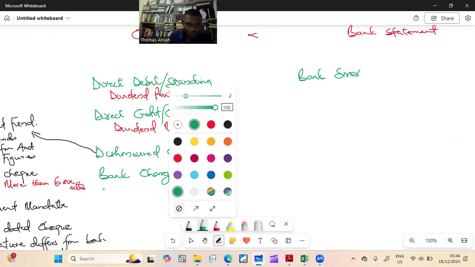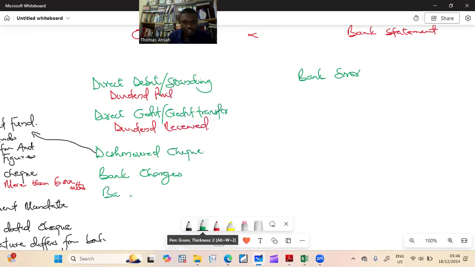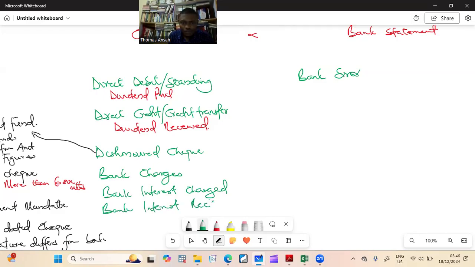In the same vein, bank interest: they can also charge you interest. Bank interest charge, sometimes they charge you on internet use. Or you can also receive interest. So, bank interest received. But you are not aware until you open your bank statement to check. So basically, these are some of the things that can cause the differences that you can see.